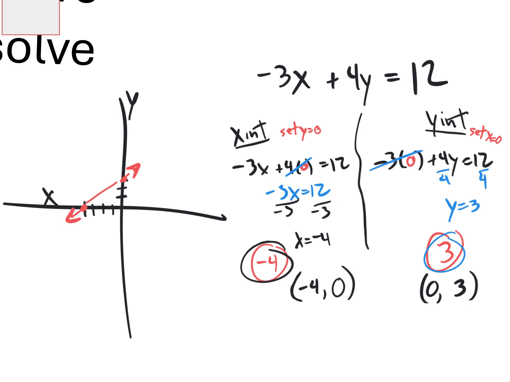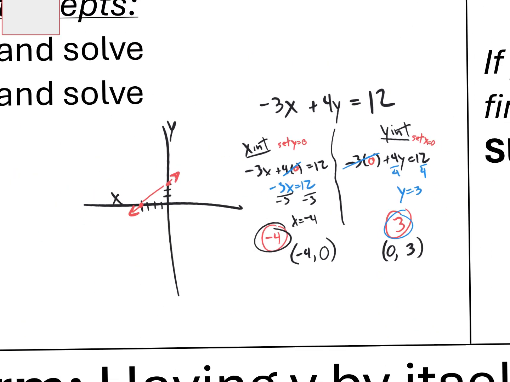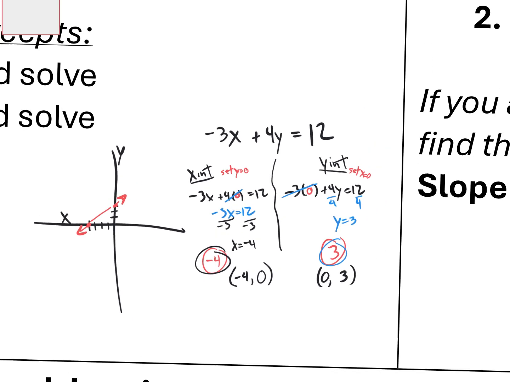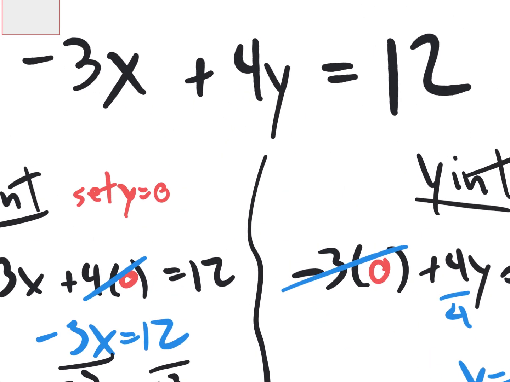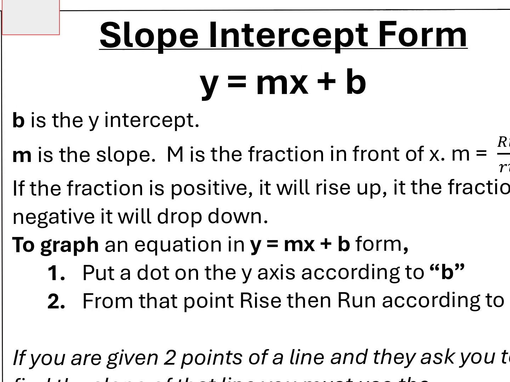So if they tell you to graph a standard form equation, find the x-intercept, put the point on the x-axis. Find the y-intercept, put the point on the y-axis. Draw your line. You're done. Cool? Now, you don't have to graph a standard form by finding the x and y-intercepts. You could choose to get that y by itself. Like you could get rid of the minus 3x by adding 3x and adding 3x. You could get y by itself and make it look like this up here, y equals mx plus b.